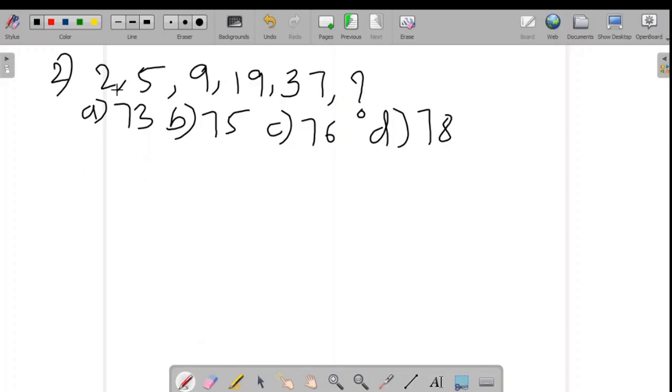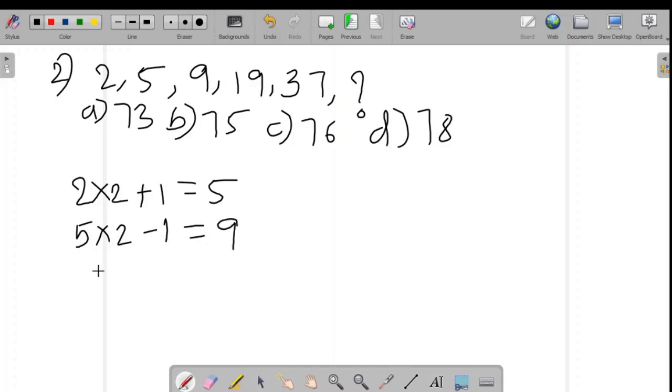Let us observe how we get 5 from 2. 2 into 2 plus 1, right? We got 5. And how do we get 9 from 5? 5 into 2 minus 1. 5 into 2, 10, minus 1 is 9. How do we get 19 from 9? 9 into 2, 18, plus 1. We got 19. So I hope we are getting some idea here. Plus 1, minus 1, plus 1. Next should be minus 1. That is 19 into 2 is 38 minus 1 is 37.